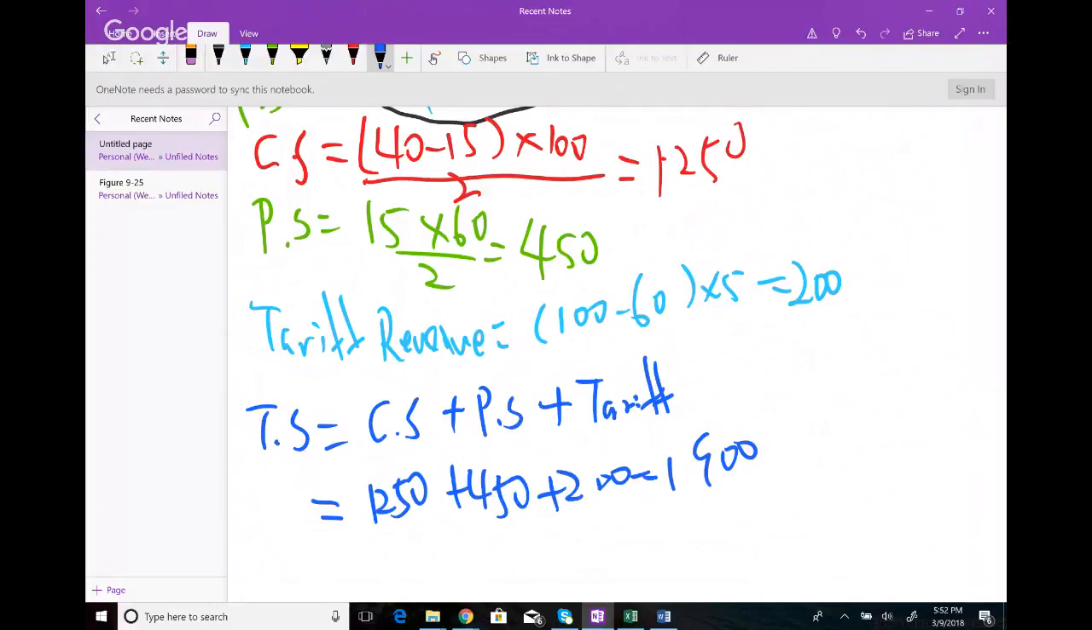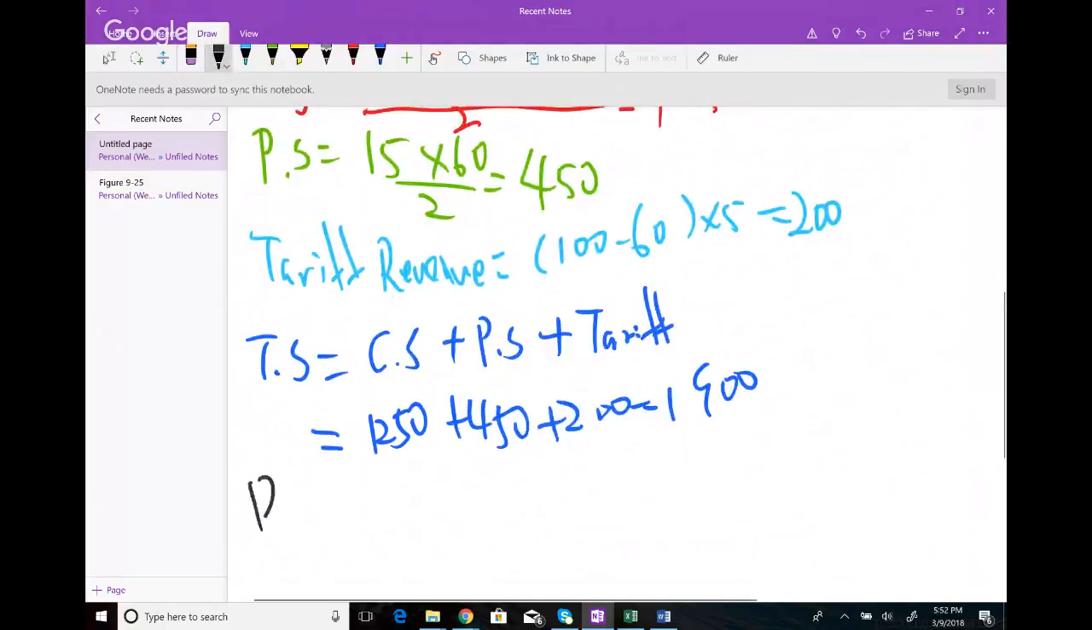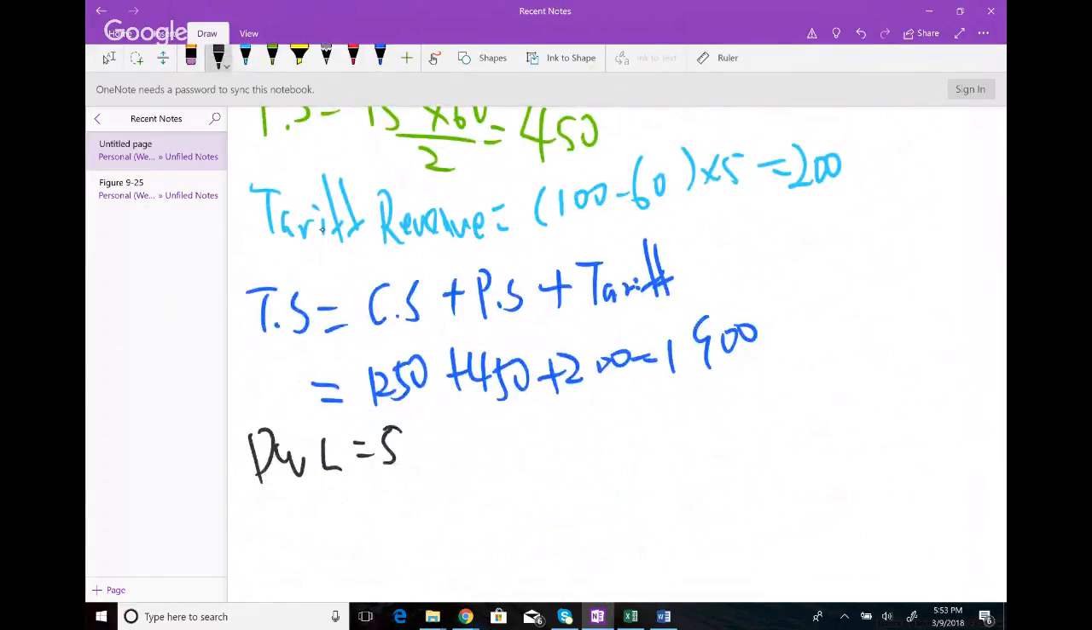And then lastly, let's find out how much our deadweight loss is. For deadweight loss, we have two small triangles. The first small triangle is this one over here. For that, the vertical difference is from 10 to 15, that's a 5. And the horizontal difference from 40 to 60 is 20. So 5 times 20 divided by 2, that's 50 for the first one.